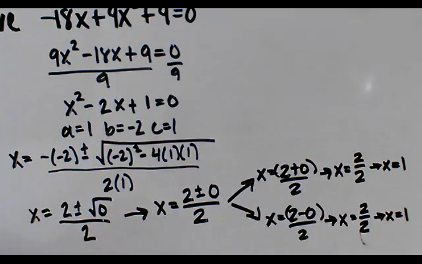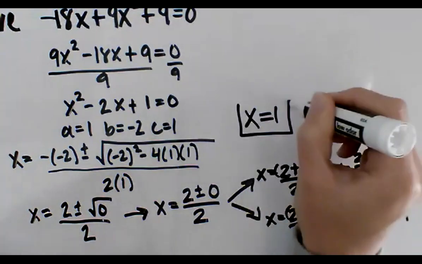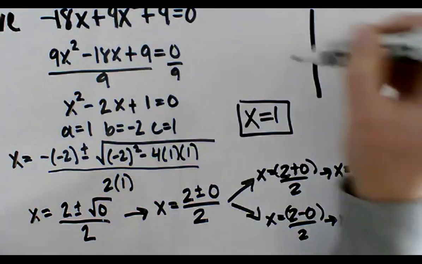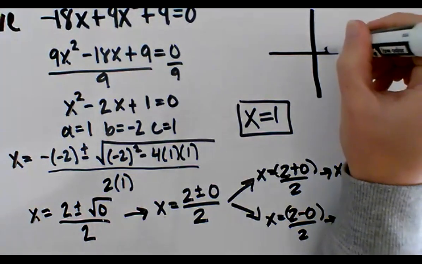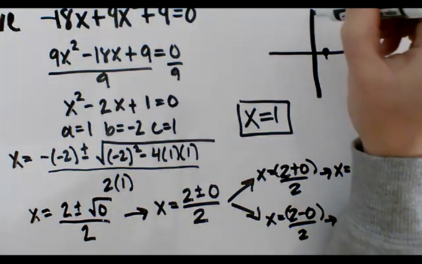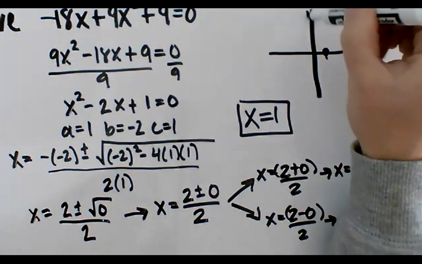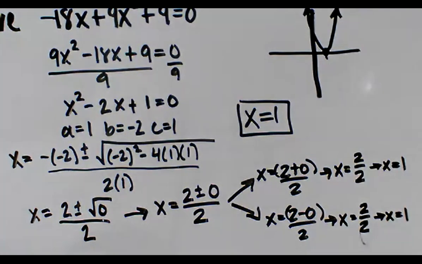So in this case, when we see x equals 1, that means that on a graph, I'm only going to have one x-intercept. Well, the only way for that to actually happen is if it just hits on the x-axis 1 time. So it's going to end up looking like that. So it only touches the x-axis once.